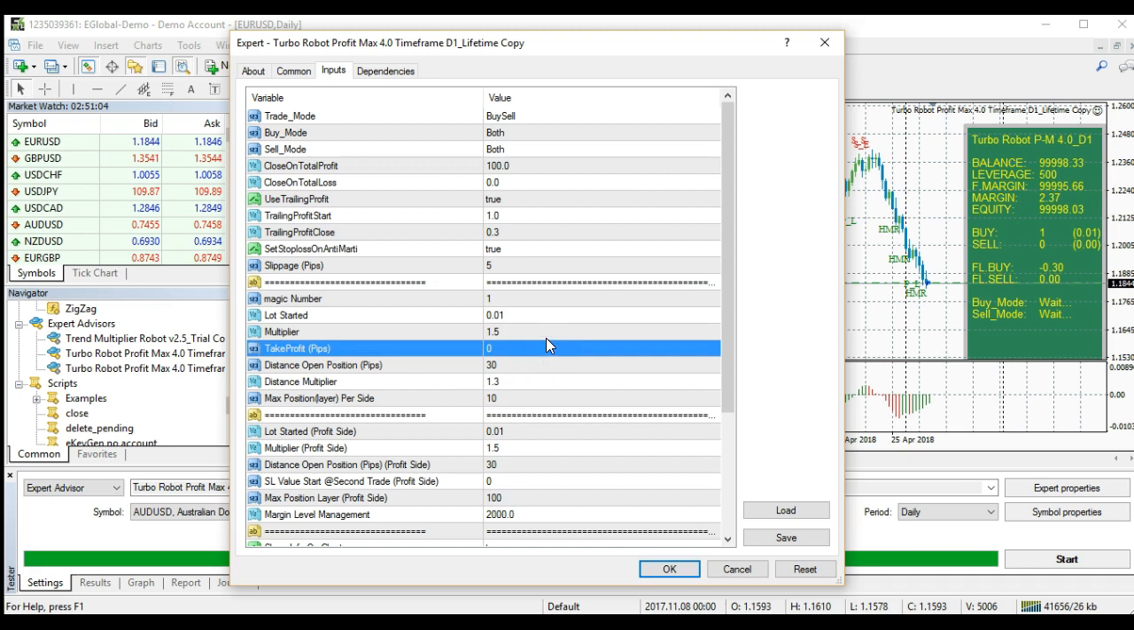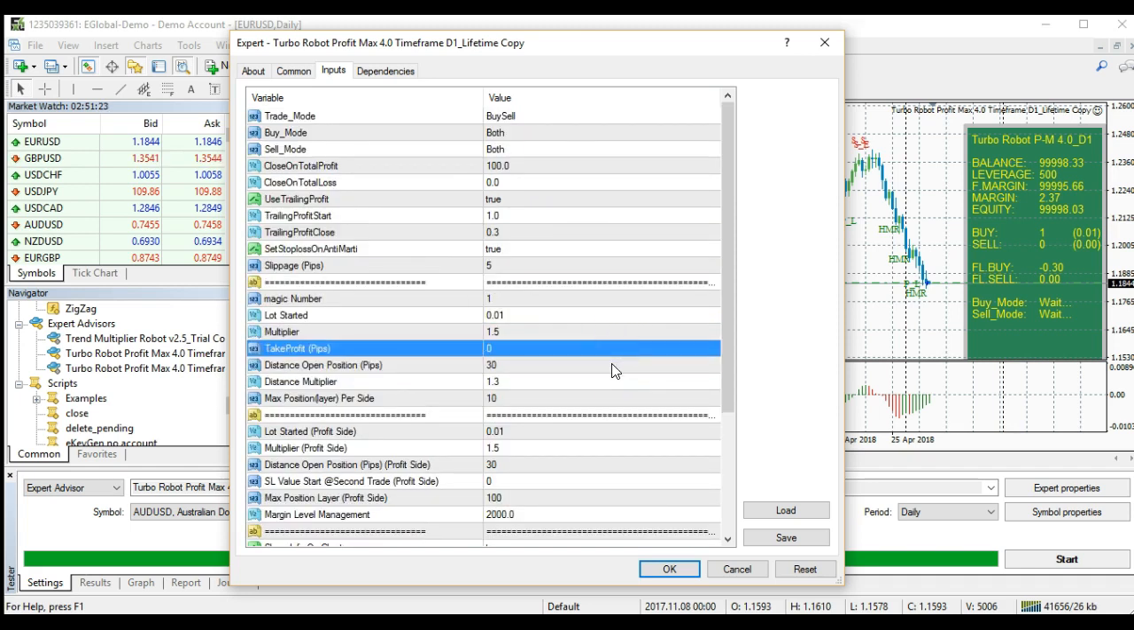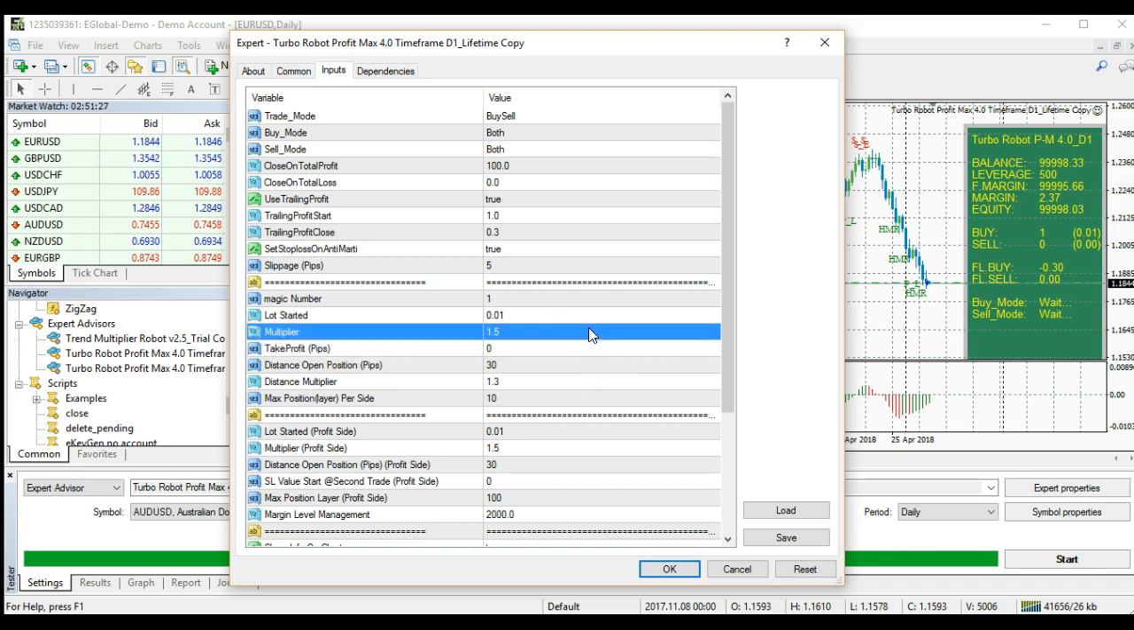So first is to take out the martingale portion. All the settings, I will be explaining this portion later on, the profit trailing, but the rest will be the same as default, or if you already have your profitable settings, then use those. This is mainly for without martingale.